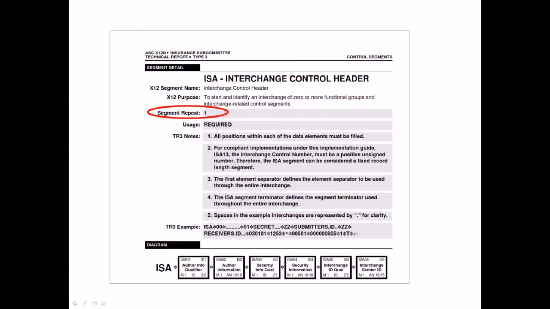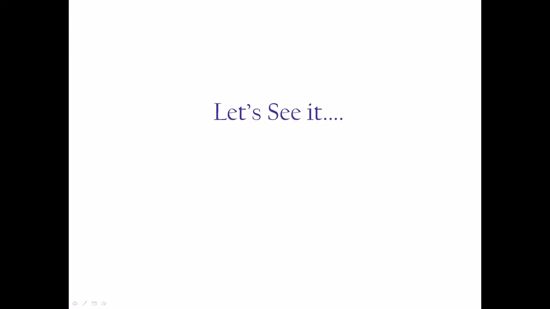And just for the record, here is the technical report for the ISA segments in general, where the segment repeats as 1. Some people interpret that as there's only 1. Some say you can have 2 because of the first one plus 1 repeat. So, you can determine for yourself whether or not it's quote-unquote legal. We don't care, but we'll show you how it works anyways.